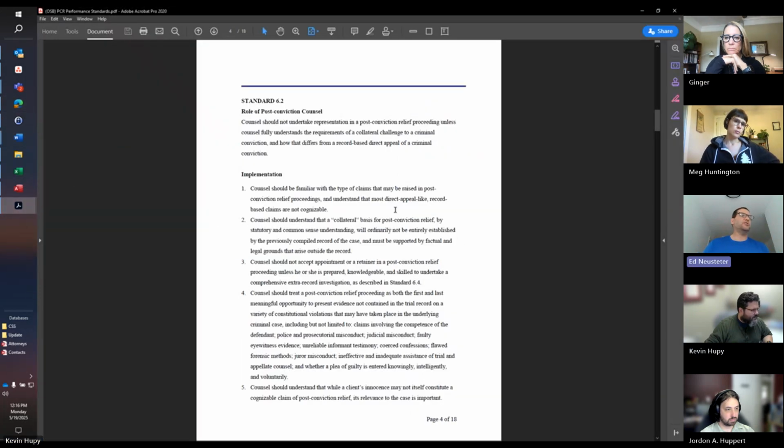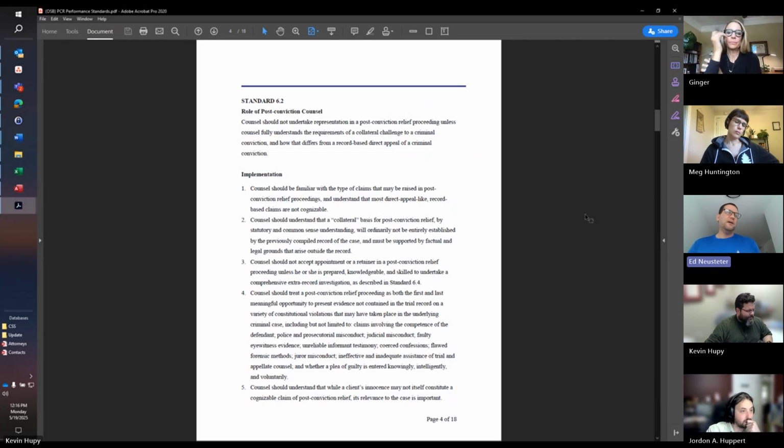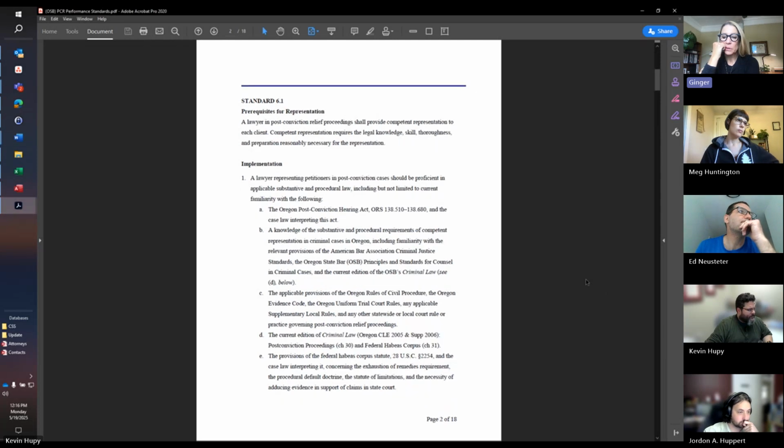Number three under implementation. Because this is a state bar standard and not a Public Defense Commission standard, it doesn't talk about actual caseloads and attention to cases. But my understanding of how the practice works for most court-appointed PCR counsel, it seems to me like a real issue that should be incorporated in standards. Well, I think that's up in 6.1 at paragraph 3. Is that kind of what you're thinking?